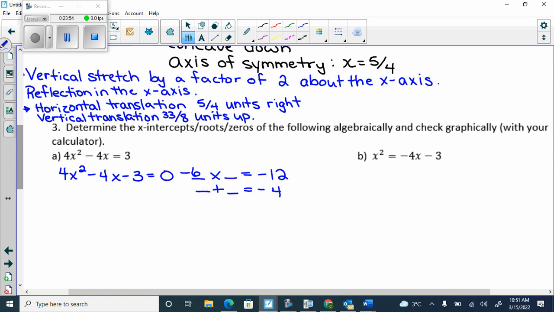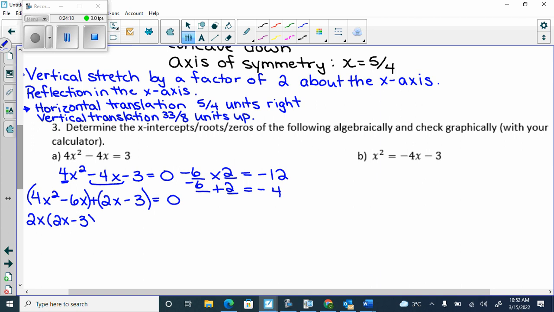-6 and positive 2. Now I have to do decomp because there's a number in front of here. So I replace that. So I'm going to get 4x squared minus 6x plus 2x minus 3 equals 0. And then I group. I can take a 2x out, and I'm left with 2x minus 3. What do I have to take out of the back bracket to make it the same? A plus? Just plus 1, right? Because there's nothing to take out.